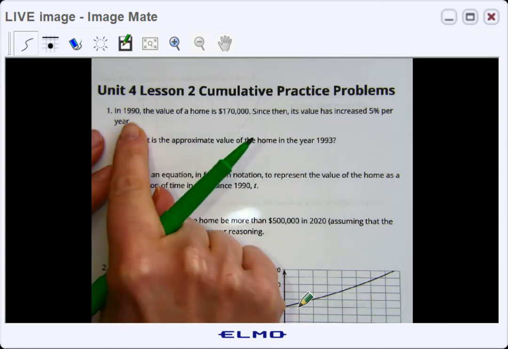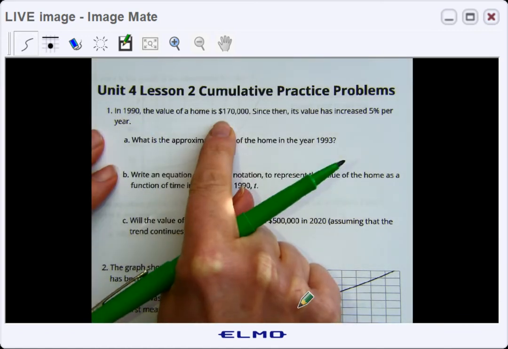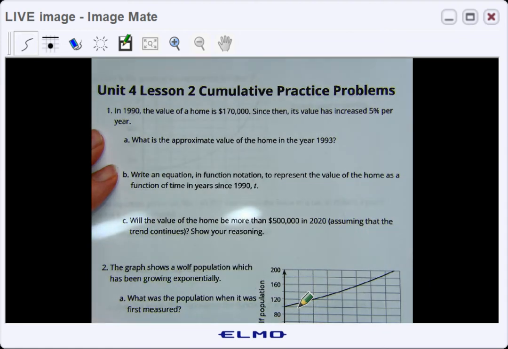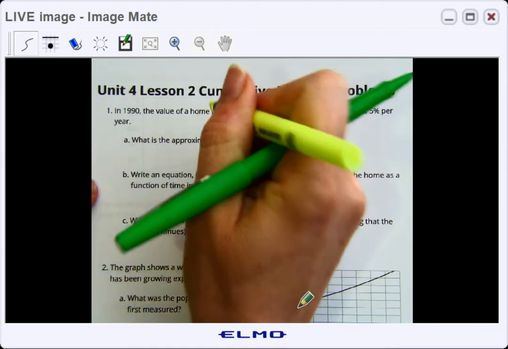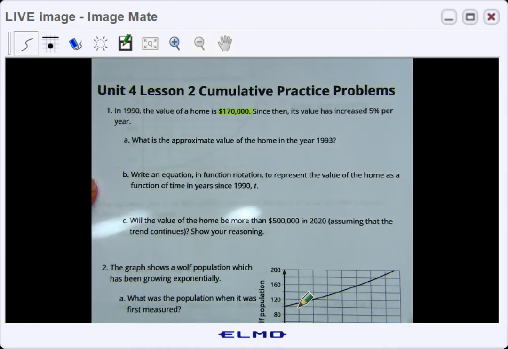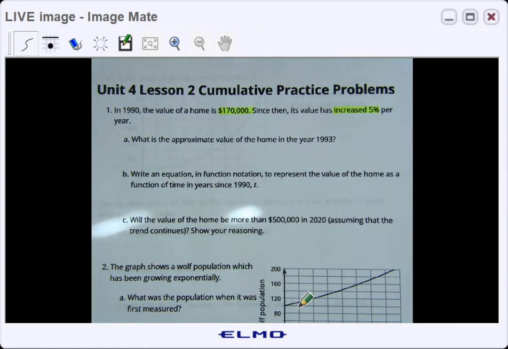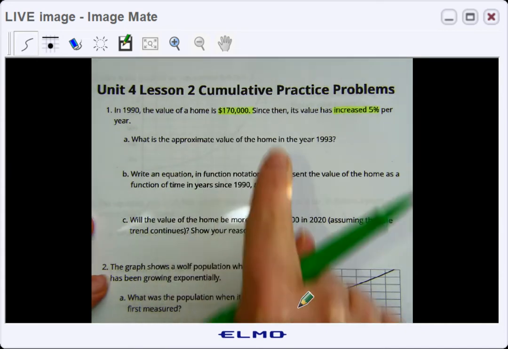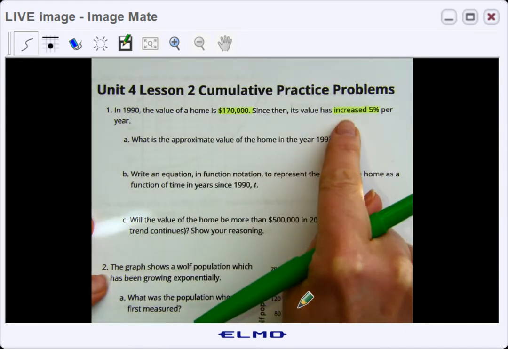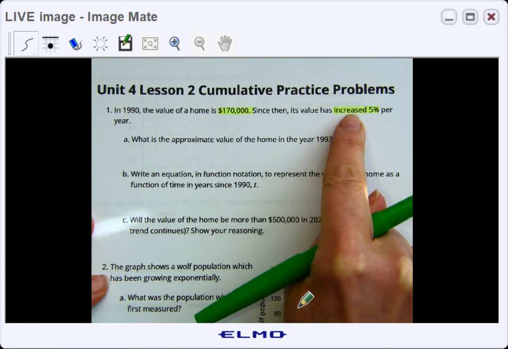All right, in 1990, the value of a home is $170,000. Since then, its value has increased by 5% per year. So this is the price in 1990, and then increasing by 5% per year. So we have to figure out a couple of things. But before we get started, let's talk about what are we going to multiply by if it increases by 5%.